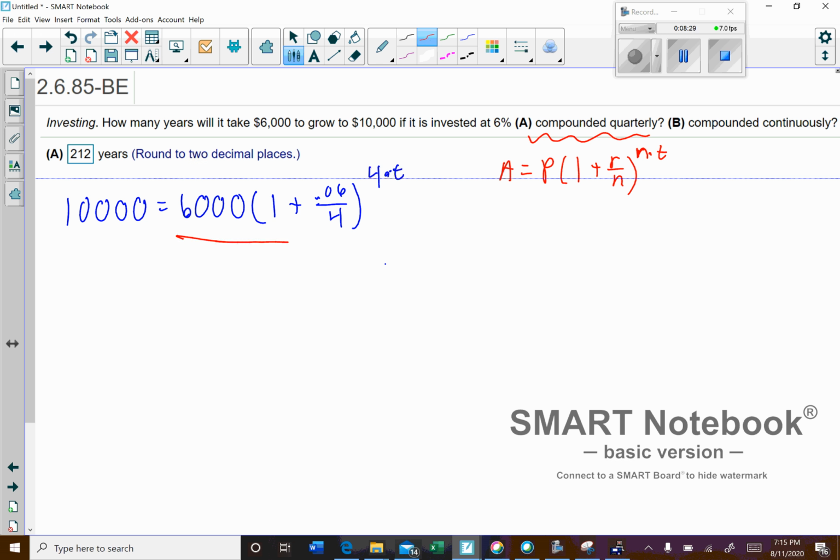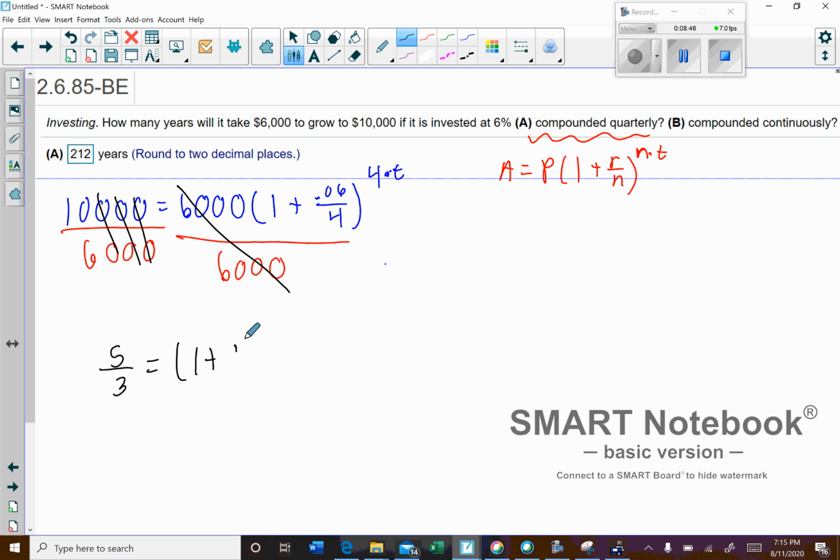So we'll start by dividing by 6,000. That cancels out, and all this reduces down to 5 over 3 equals 1 plus 0.06 divided by 4, raised to 4t. Then what you need to do is either take the log or natural log of both sides. It really doesn't make a difference. I'll probably just do natural log just because it's easier to fit it in right there.